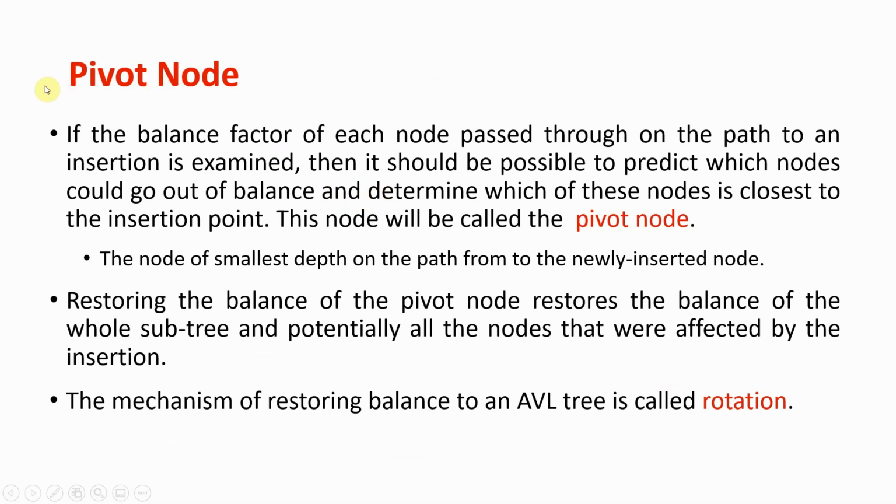One term that we can define is the pivot node. So after insertion, we check the balance factor for all the nodes starting from the inserted node. We go upwards towards the root. So we follow the path from the newly inserted node towards the root. Just like the path goes from the root to the newly inserted node, but we go upwards from the newly inserted node towards the root. The closest node to the newly inserted node that loses its AVL property, let's call it pivot. We call it pivot node.